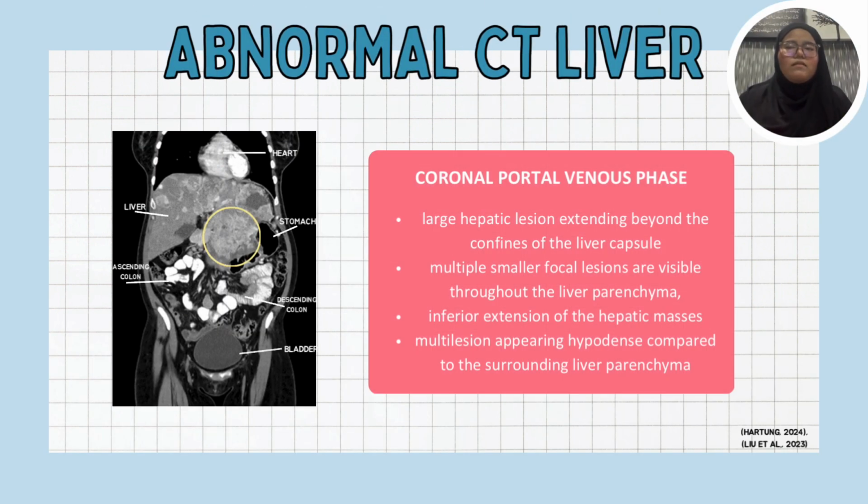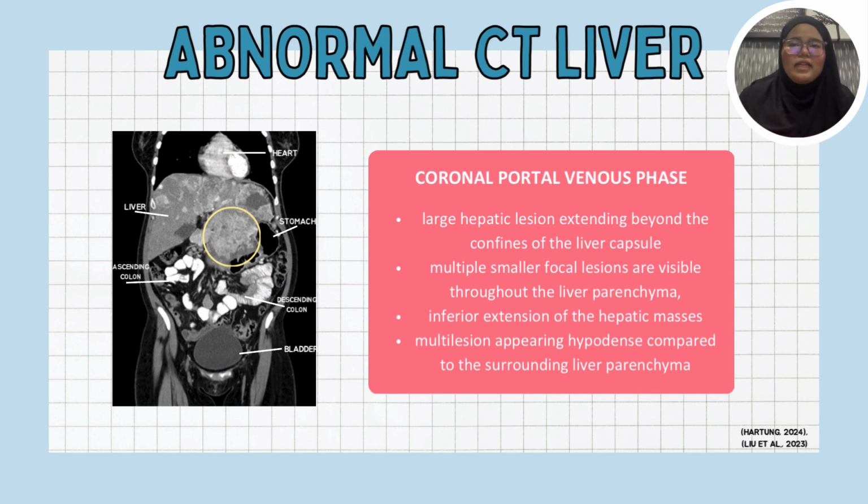Next, I'm going to move on to a coronal portal venous phase. On this image, there is a large hepatic lesion extending beyond the confines of the liver capsule. Besides that, there are also multiple smaller focal lesions visible throughout the liver parenchyma.